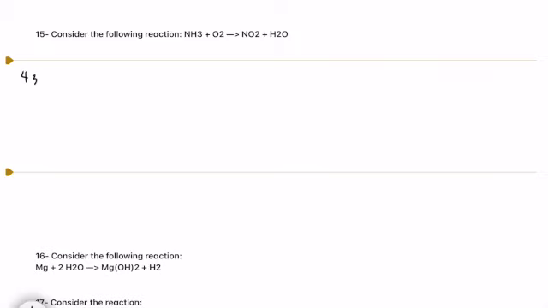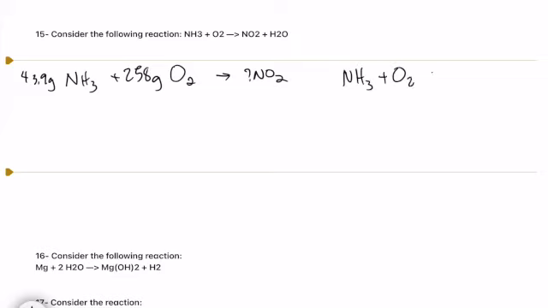And for 15, you have the question in the PowerPoint. But it asks us to consider the following reaction, and it gives us 43.9 grams of ammonia and 258 grams of oxygen gas. We are asked to determine the limiting reactant to determine how much NO2 will be produced.